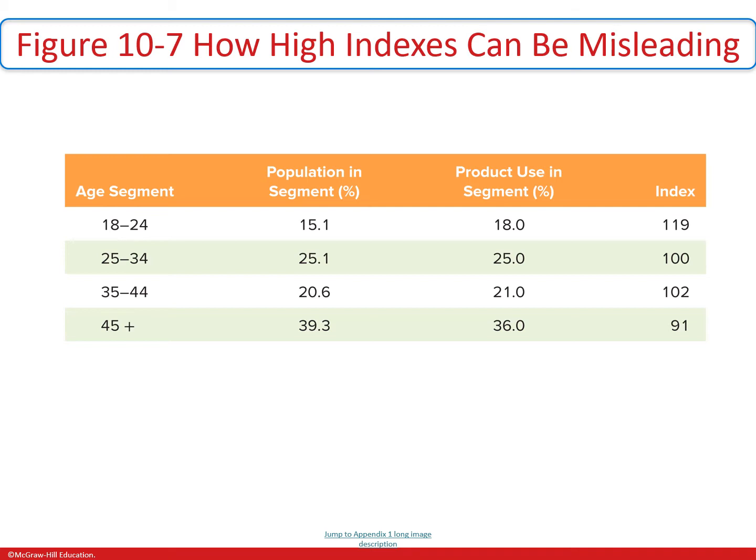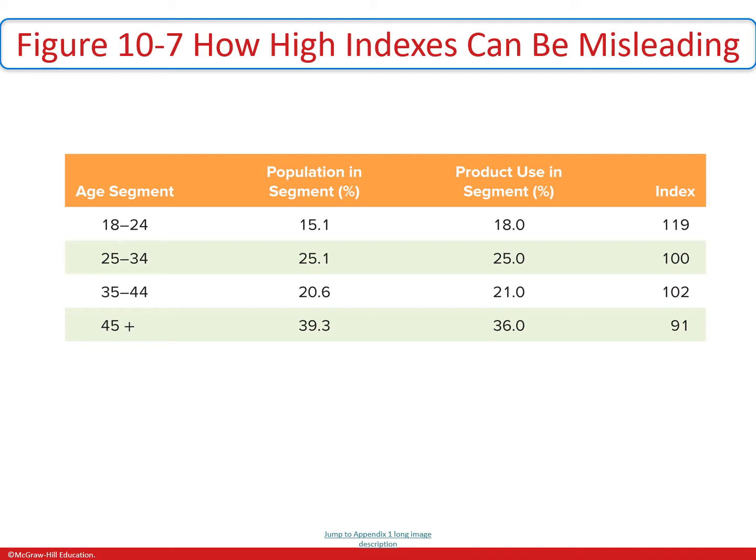So if we were looking just on the index, we would be focusing on just here: 15.1% of the population and only 18% of product users, which means there's a full 82% of product users that are outside there. So look at here, for example, you'll notice that 36% of product users are in the 45 plus age group. 25% of product users are in the 25 to 34 age group. 21% of product users are in the 35 to 44 age group, right?